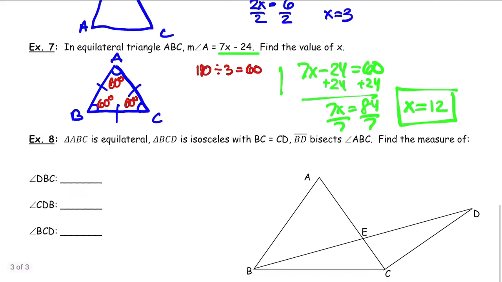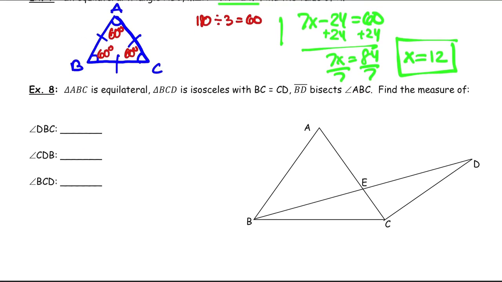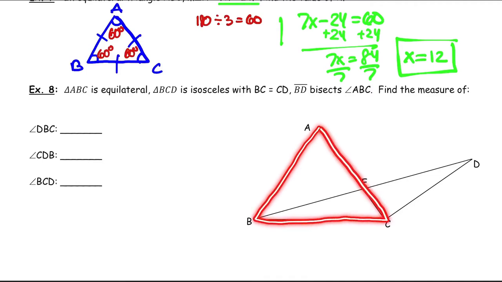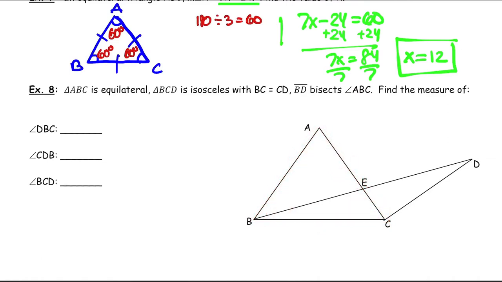All right, last problem. This one's challenging. So in this example, it says triangle ABC is equilateral. So all 3 of these sides are equal, all 3 of these angles are equal, and they're all 60 degrees. I'm going to write that in first, okay? So this angle up here is 60 degrees, this angle down here is 60 degrees, and this whole angle is 60 degrees. I don't know what the individual pieces are, but I know the whole thing is 60. Got it. So now what?